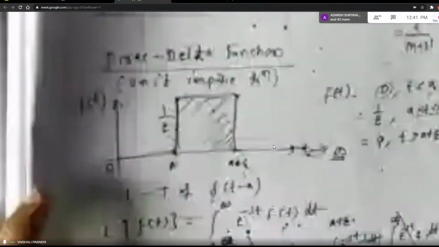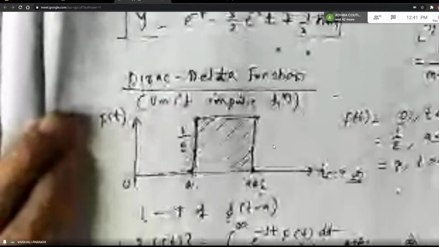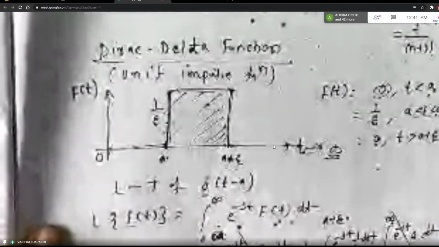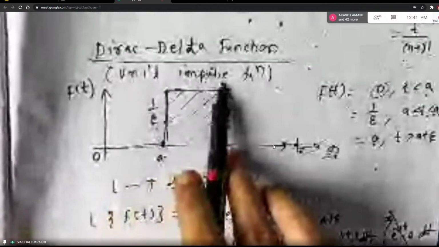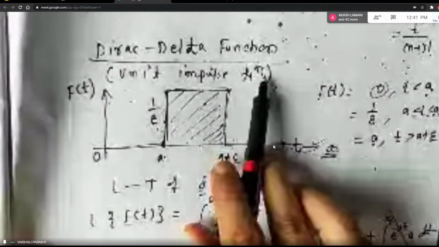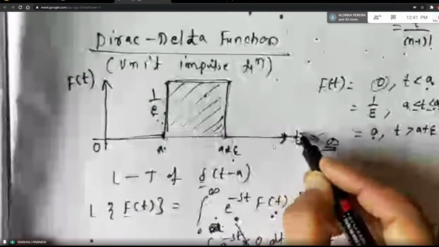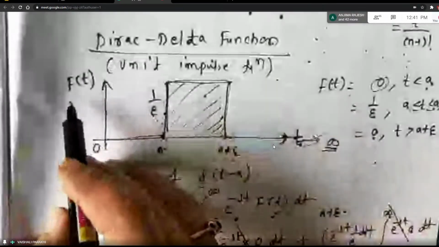Now what I'll do is, there is one function which is called the Dirac delta function. Okay. Now let me explain what it is. Dirac delta function is also called the unit impulse function. Now look at this diagram. On this axis we have t and on this axis we have f of t.